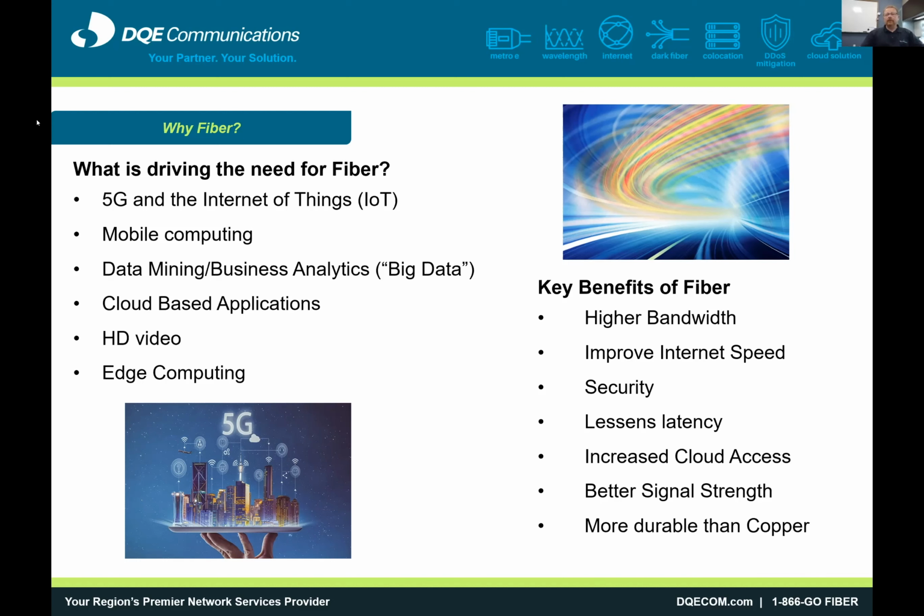And let's also talk about the key benefits. Higher bandwidth, unlimited. Fiber is virtually unlimited, which makes it possible to use huge volumes of data by changing out the optics and not adding more cable. Fiber optic internet is many times faster than even the highest speed copper internet connections. So, improved internet speed.